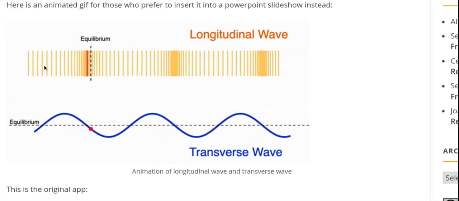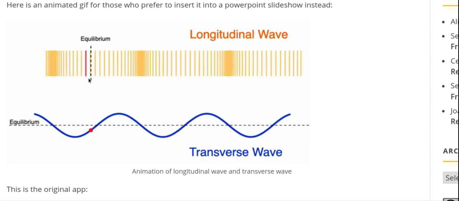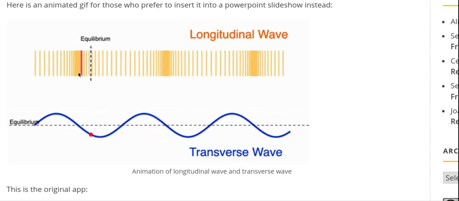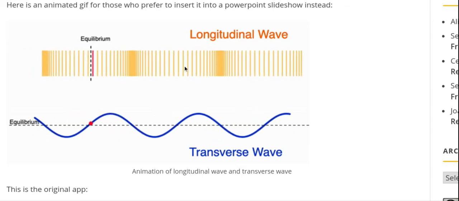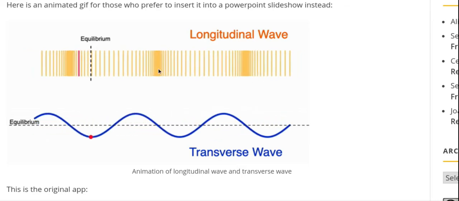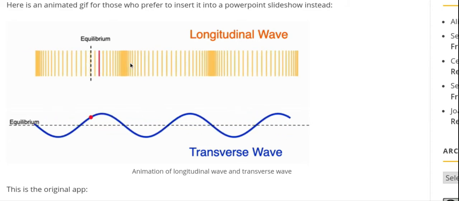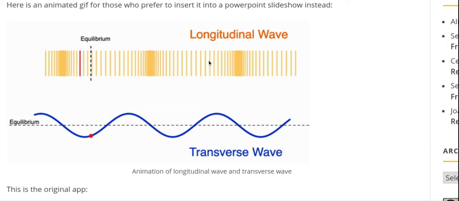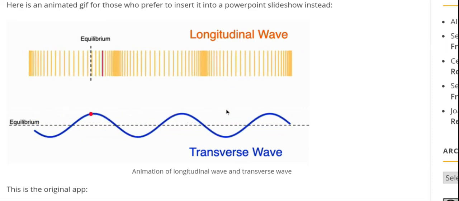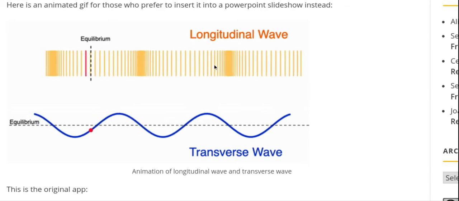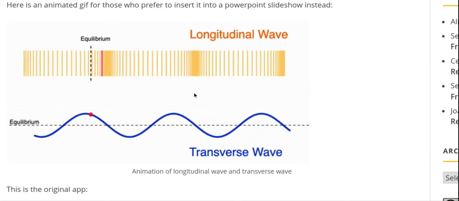Another important thing I'd like you to pay attention to is the wavelength, or the distance from one peak to another. Each of these could be considered a peak, and the place where it's all spread out would be considered a trough. So from one peak to the other peak, this would be one wavelength of a longitudinal wave.